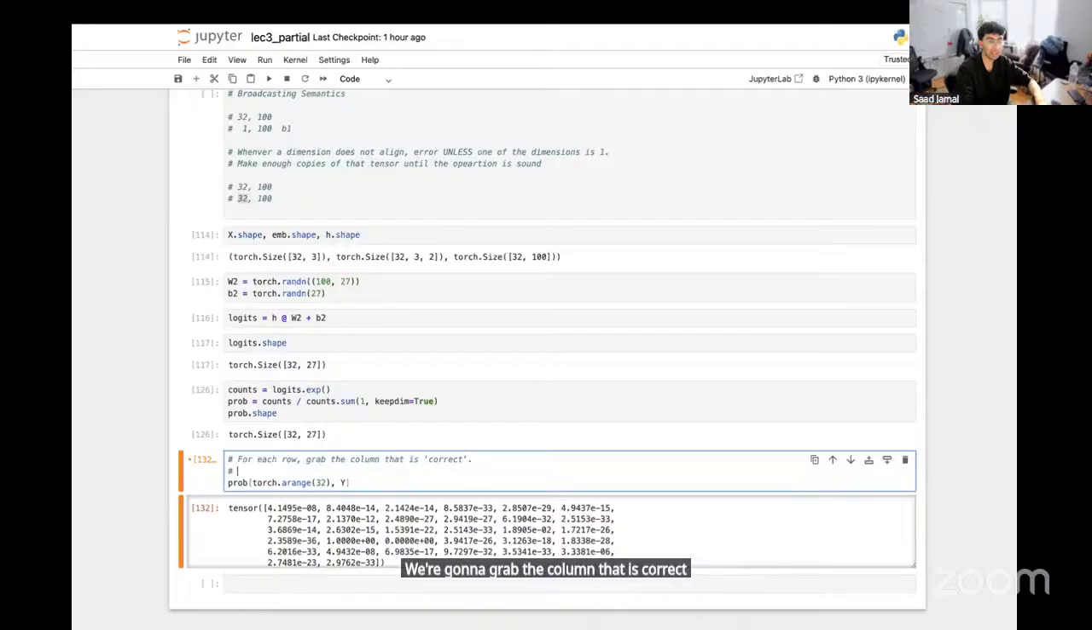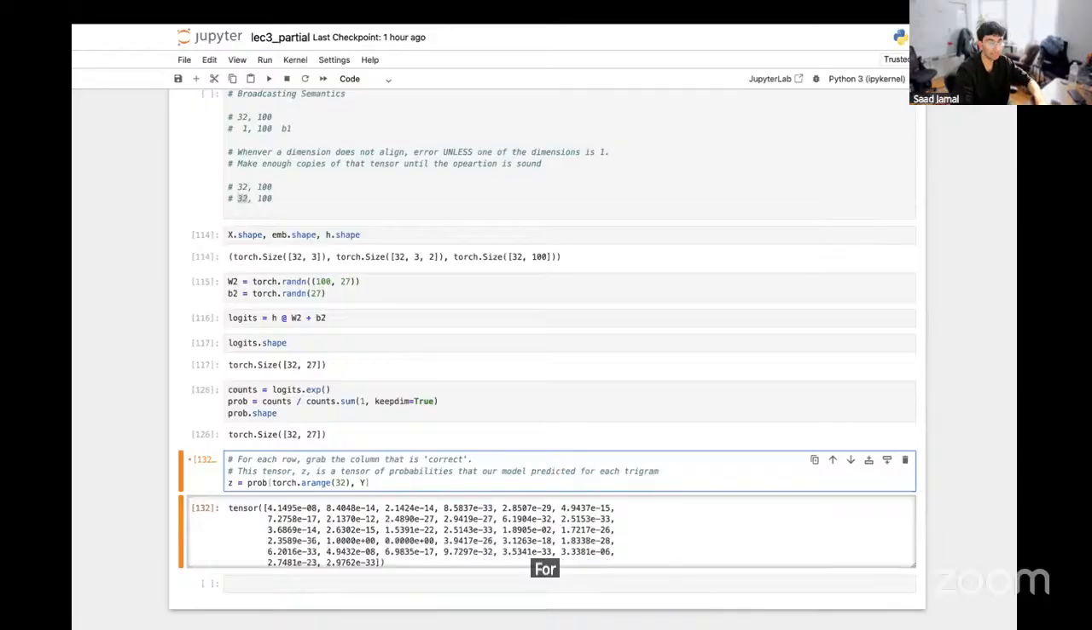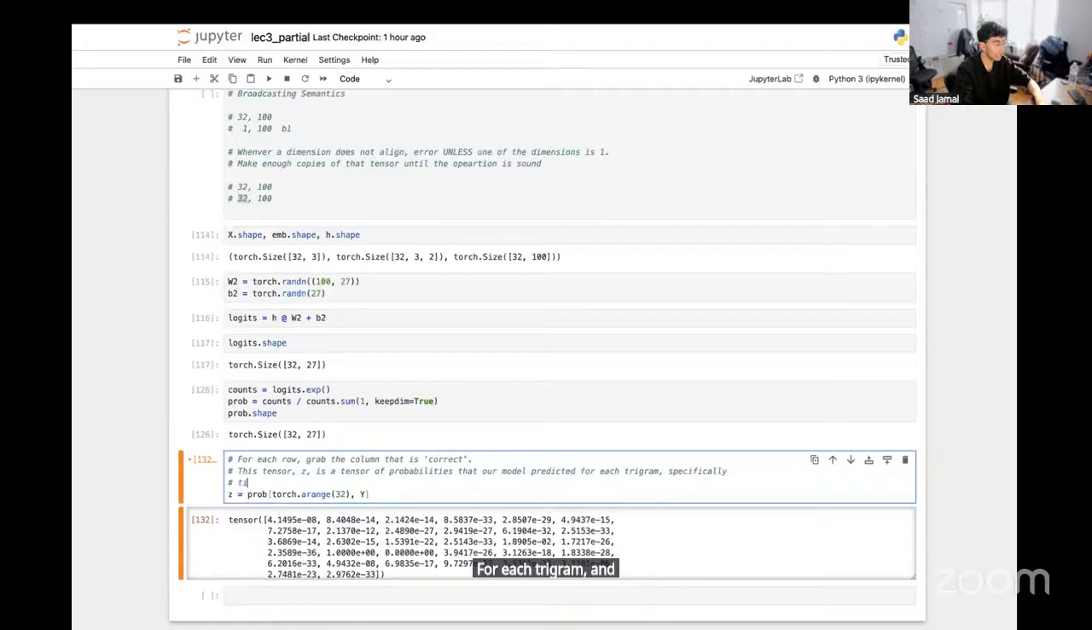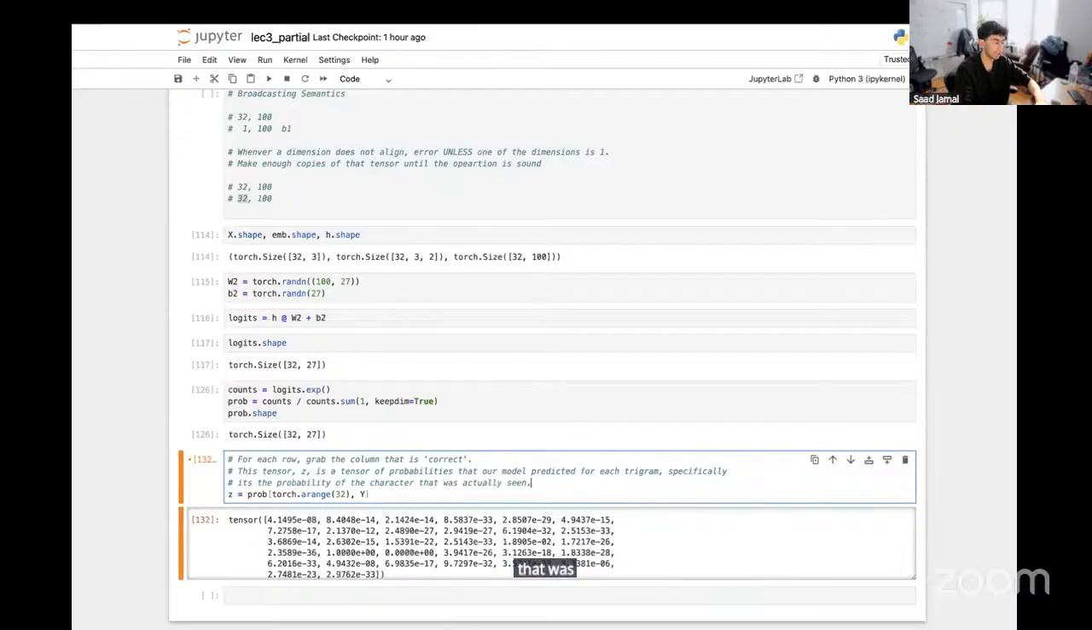So what does correct mean? This tensor right over here, which we're going to call, let's say, Z. This tensor Z is a tensor of probabilities that our model predicted for each trigram. And specifically, it's the probability of the character that was actually seen. All right. Does this make sense?